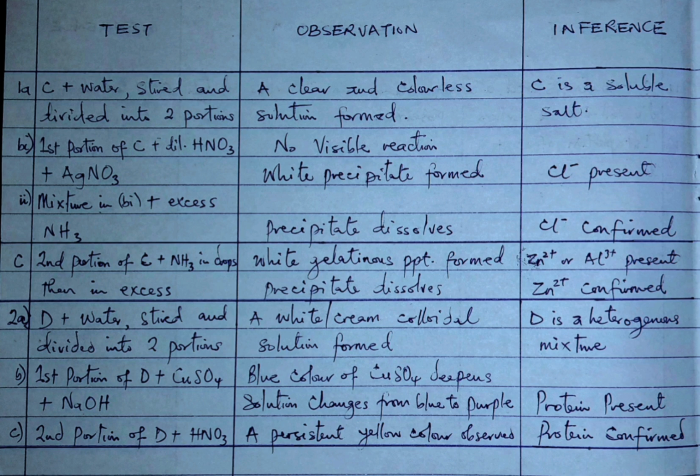This is a chemistry practical salt analysis lesson for NECO 2024. So we're going to analyze the salts from the specimens, salt C and salt D. We're going to analyze and see the ions that are present in salt C and D. We're going to do a full analysis.